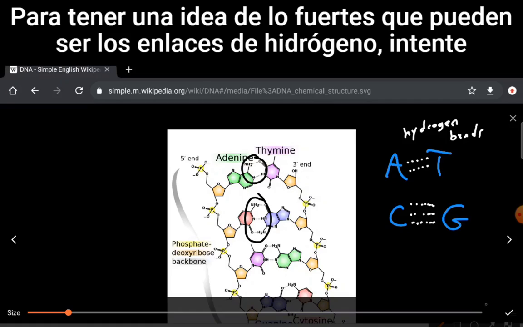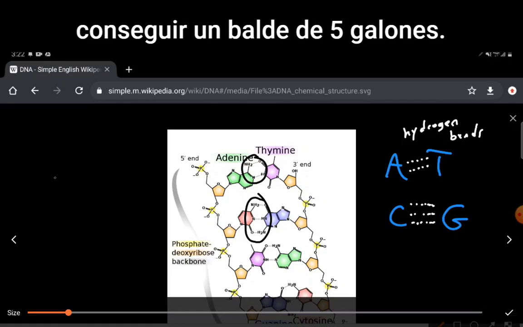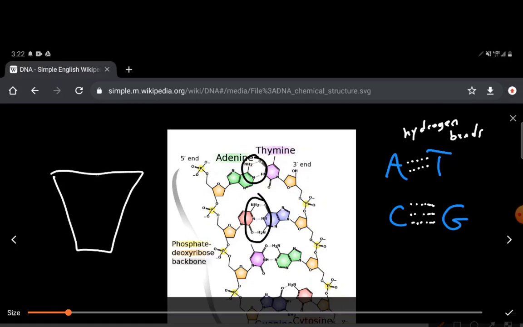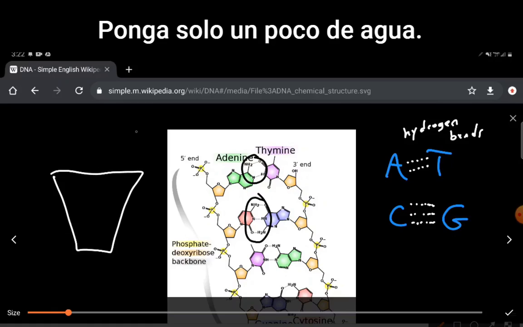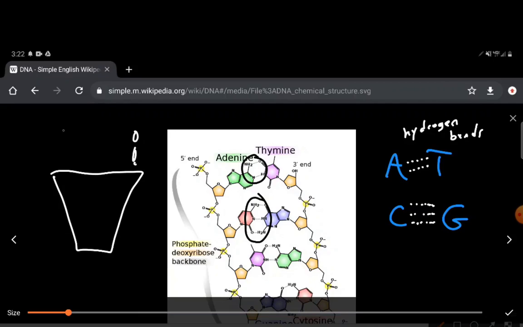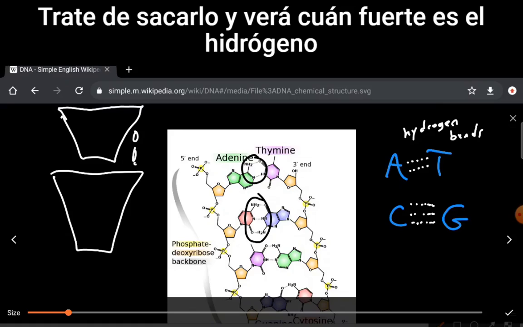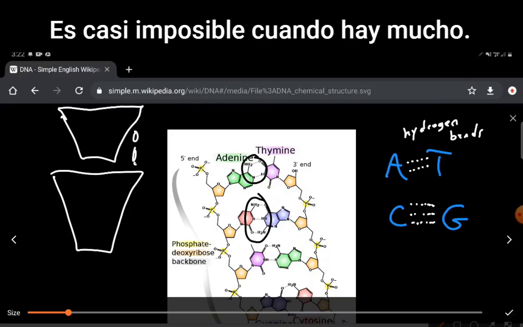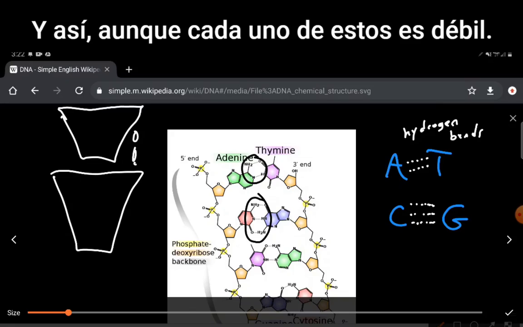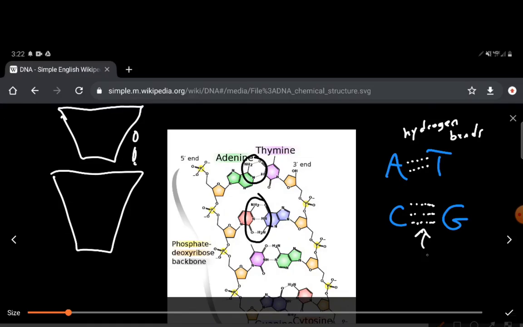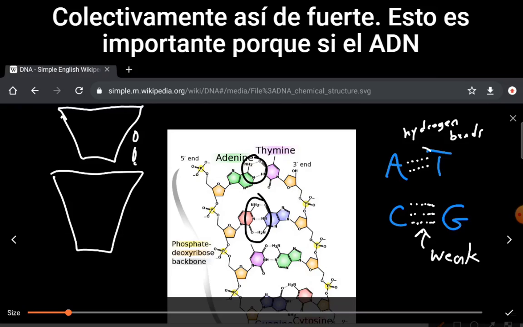To get a feeling for how strong hydrogen bonds can be, try getting a 5-gallon bucket. Put just a little bit of water in it, and then stick another 5-gallon bucket in there. Try to pull it out and you'll see just how strong hydrogen bonding is. It's nearly impossible when there's a lot of it. And so though each of these is weak, collectively it is strong.